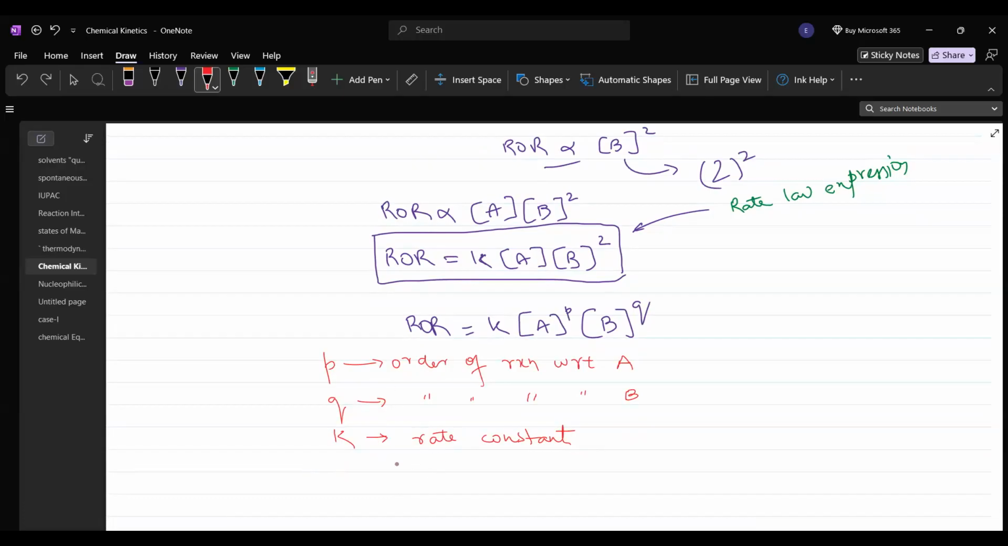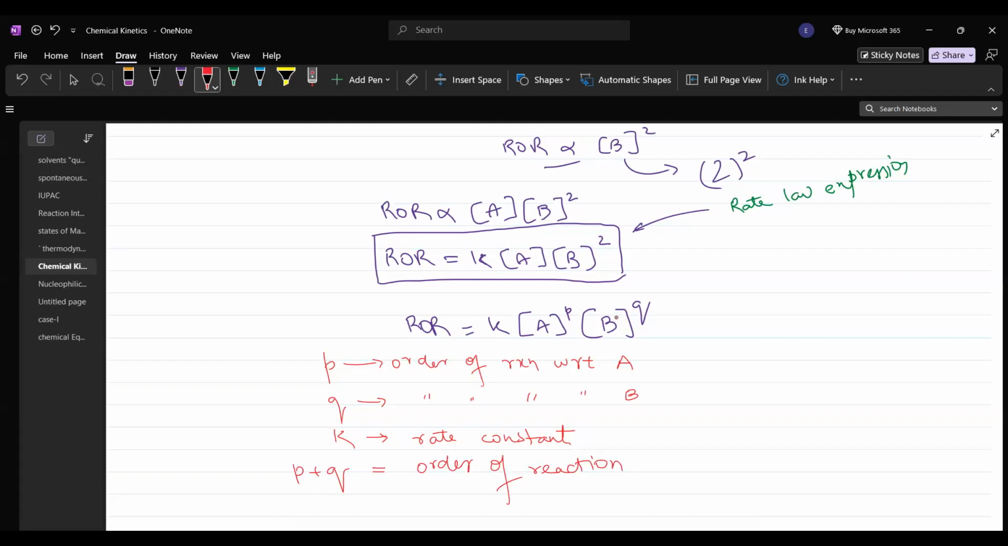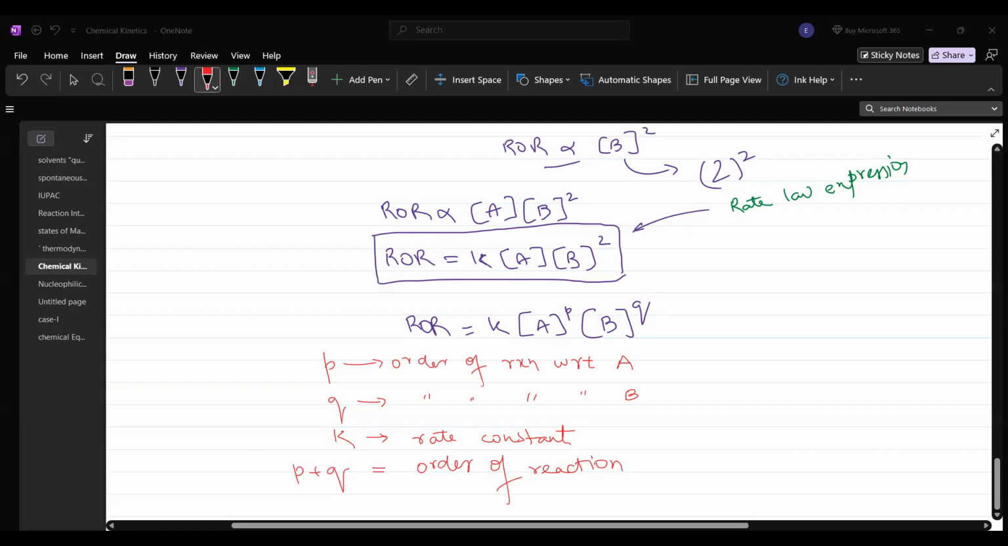And the most important one, P plus Q, is the most important thing which you have to understand: order of reaction. So after adding the exponents of the concentrations of reactants, the order of reaction comes. Okay, got my point?